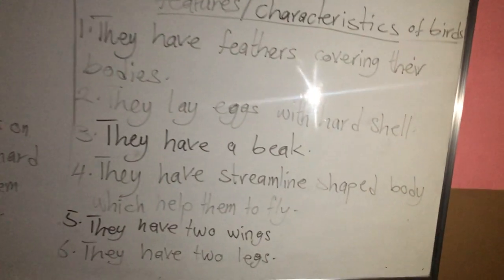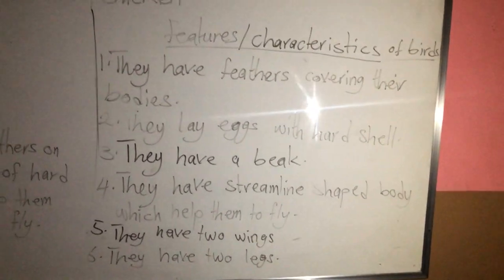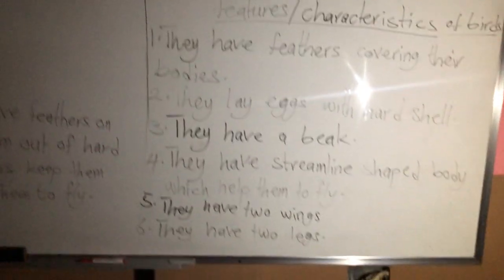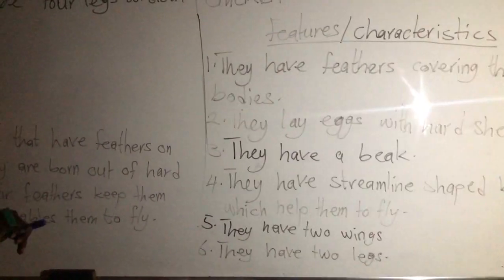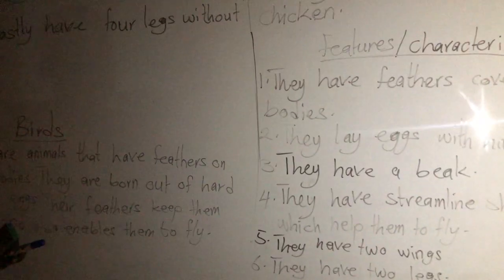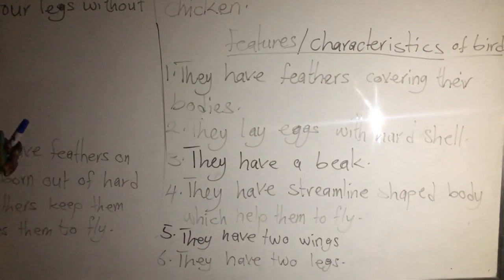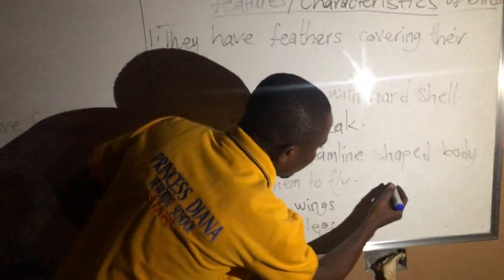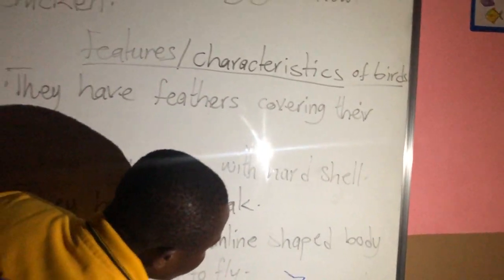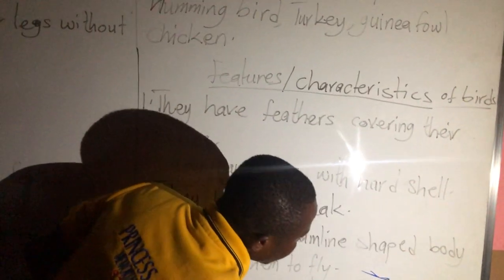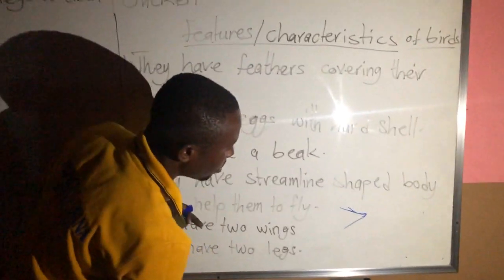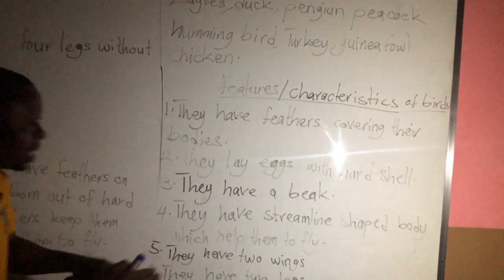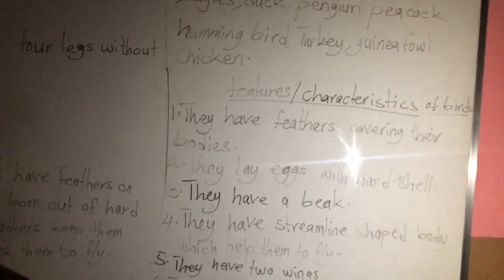Then they also have a streamline shaped body, which helps them to fly. So if I say something is in the form of streamline, the mouth is pointed, then it continues to expand. So they have this type of body. For example, let me say something like this. You see, this place is small, then it continues to expand. That is in the form of streamline. When you look at an aeroplane, you see the mouth is pointed and then the body begins to expand. Okay, good.